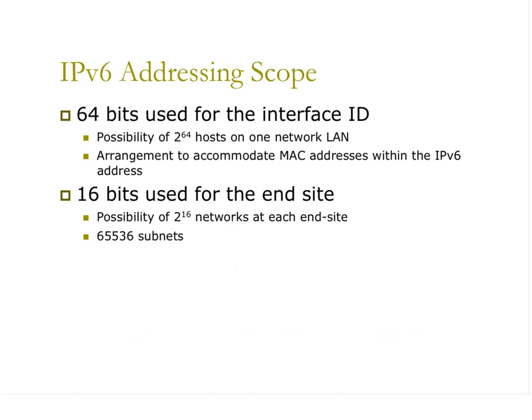So addressing scope: 64 bits are used for the interface ID. You have a possibility of 2 to the power 64 hosts, to accommodate MAC addresses within the IPv6 address, and then 16 bits are used for the end sites. You have a possibility of 2 to the power 16 for each end site, or 65,536 subnets.